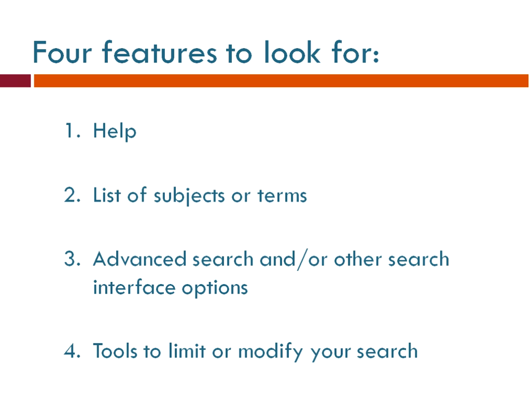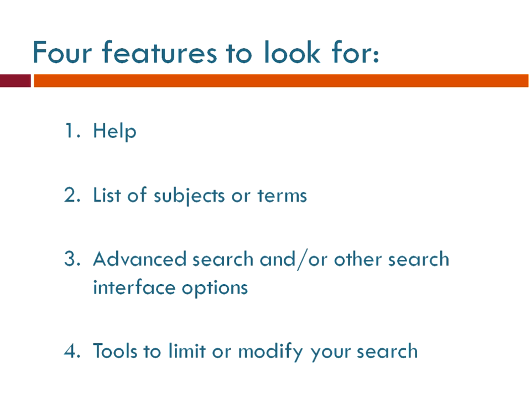The third thing to look for is an advanced search and or other search interface options. And the fourth is tools to limit or modify your search. Look for words like limit, modify, see also, related searches, date range, and this is another one where often you will find more options once you do an initial search.